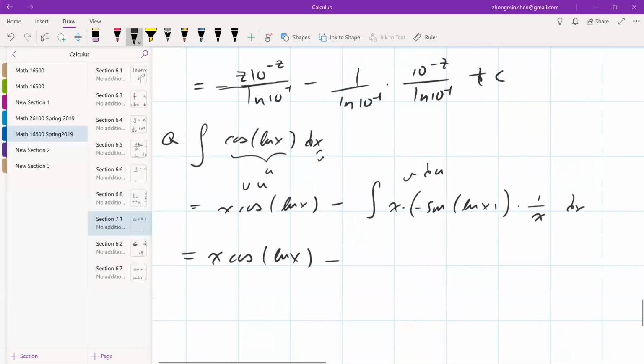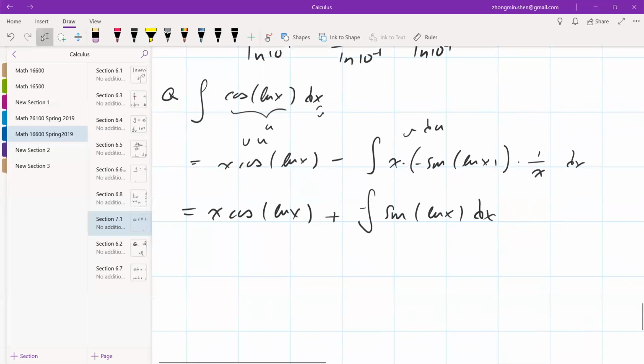So it's going to be plus the integral of sine natural log of x. But not too bad. I begin with the cosine and end up with sine. Cosine and sine, they're just twin brothers, okay? Almost the same. So why not continue? Just work on the integral of sine. So for the integral of sine, I do the same.